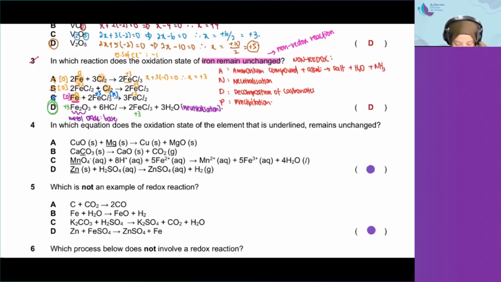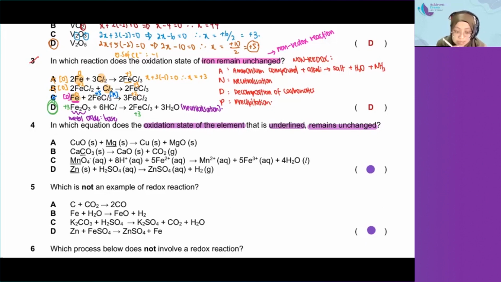Question 4. In which equation does the oxidation state of the element that is underlined remain unchanged? So this is similar to question 3, in which it is essentially asking for a non-redox reaction as well. If you take a look at question 4, are there any of the 4 non-redox reactions listed as an option here? There actually is. Let's take a look at option B.